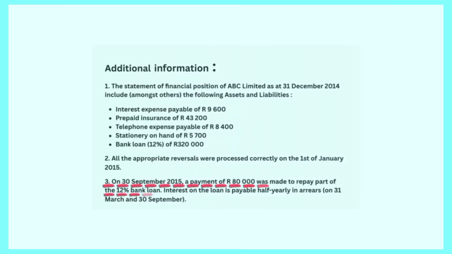On 30 September 2015, a payment of 80,000 was made to repay part of 12% bank loan. When did this happen? 30 September. Keep that in mind. They then say interest on loan is payable half yearly in arrears. We are going to pay 31st March and 30 September. By half yearly, it means we are going to have two payments, 6 months, 6 months. Here we are told this interest is paid in arrears. So this means we are going to pay in the 7th month after 6 months has already passed.